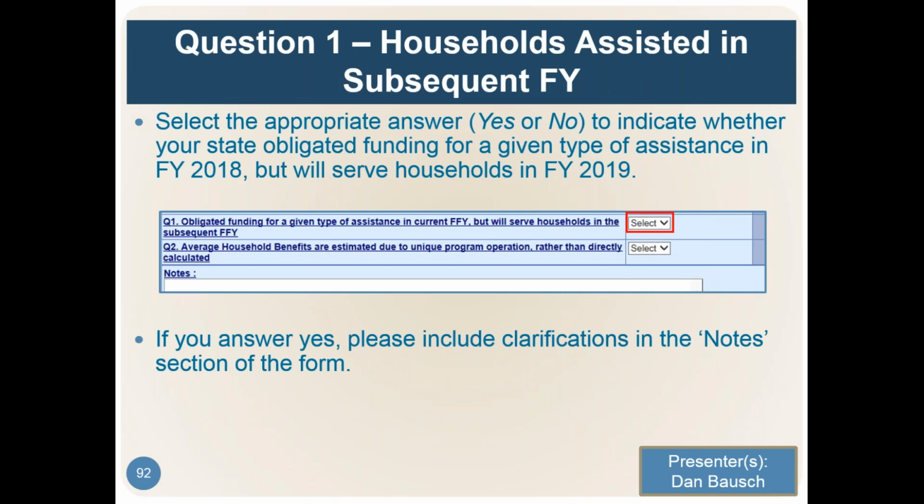Okay, at the bottom of Module 1, there are two final questions. The first is question number 1, obligated funding for a given type of assistance in the current fiscal year, but will serve households in the subsequent fiscal year. This is a yes-no question, and it's meant to help provide information to explain why you may have funding for a given type of assistance, but in your household report are not showing households for that type of assistance because you're intending to use those funds to serve households in a subsequent fiscal year. So if you drop this down and select yes, you should have a note that explains it.